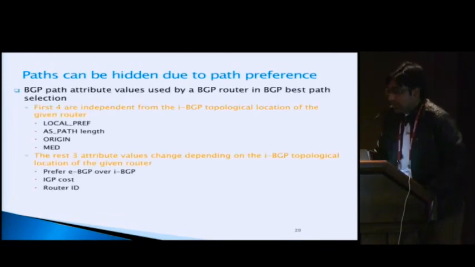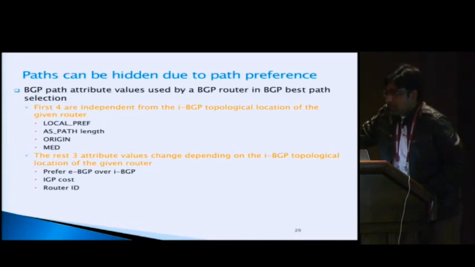The other reason for path diversity reduction can be related to the BGP attributes themselves. We know that BGP runs a best path algorithm depending on certain attributes. It processes those attributes and then finally comes up with the best path. The first four, local preference, AS path, origin and MED, are considered topology independent parameters, which do not necessarily depend on any topology of BGP. The other three, which are eBGP over IBGP, IGP cost and router ID, are related to how you place your router inside your BGP topology. So they also contribute to the path diversity of your prefixes.